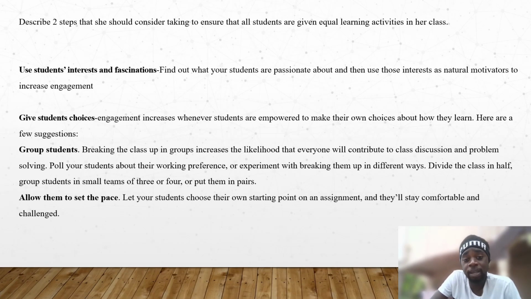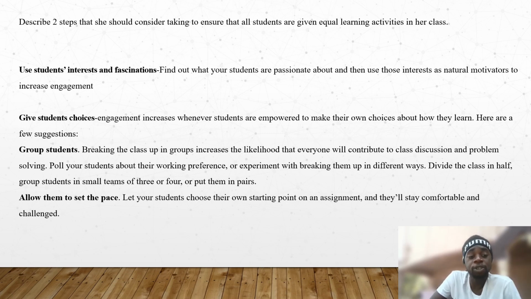Now we look at the second question, which is to describe two steps she should consider taking to ensure that all students are given equal learning activities in her class. The first one is to use students' interests and fascinations. By doing this, she would find out what her students are passionate about, and then use those interests as natural motivators to increase engagement, both between teacher and students, and among students.